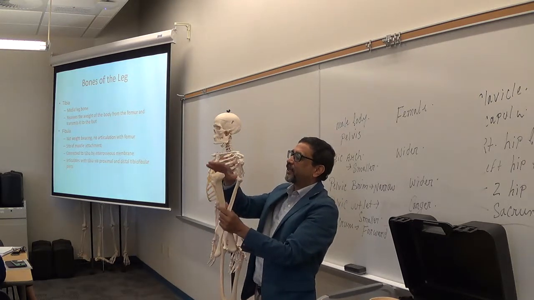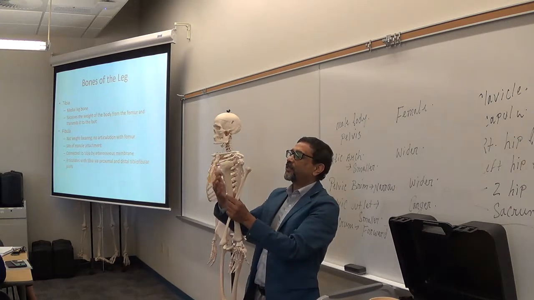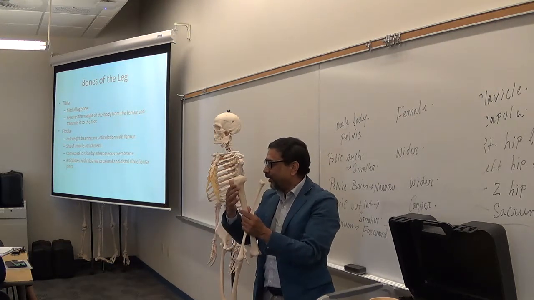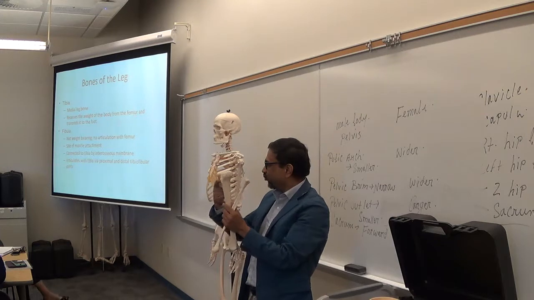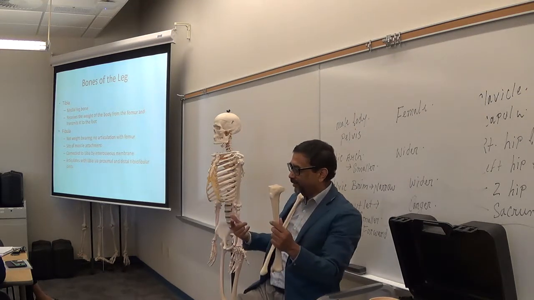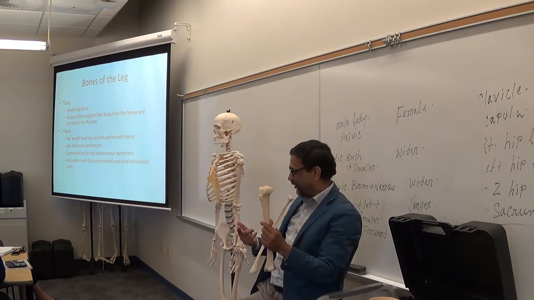Now let's go over it. The upper end has how many condyles? 2. And the tuberosity, that is called what? Tibial tuberosity. Tibia. And which structure gets attached here? Patellar ligament. We hit the patellar ligament to test the knee jerk or knee reflex, right?